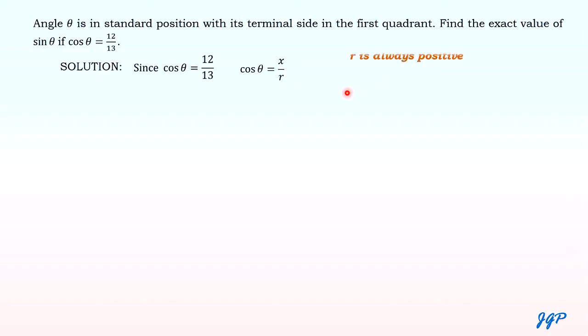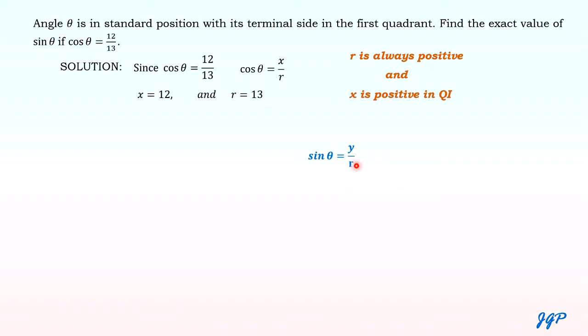Again, remember that r is always positive, and since your angle theta is located in the first quadrant, meaning your x should be positive. So, in our given, cosine theta is equal to 12 over 13. This numerator is the value of your x, so x now is equal to 12. And this denominator is the value of your r, so we have now r is equal to 13. We're asked to find sine theta. Sine theta is equal to y over r.